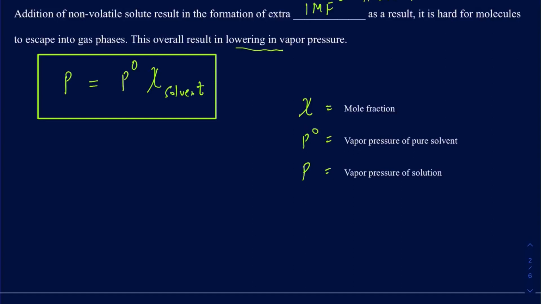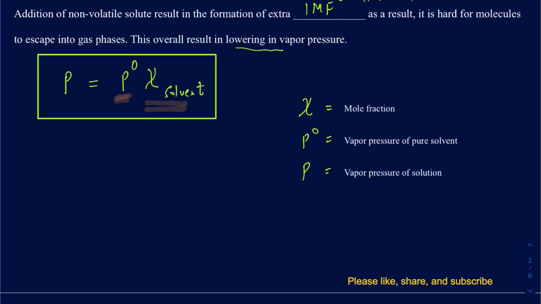Typically, what would you be given in a question? You will have this pure vapor pressure given, and as far as the mole fraction goes, you would have to figure out what the mole fraction is going to be. So you will have to find the mole fraction of your solvent. And once you have those two things, you can easily figure out what the vapor pressure of the resulting solution is going to be.